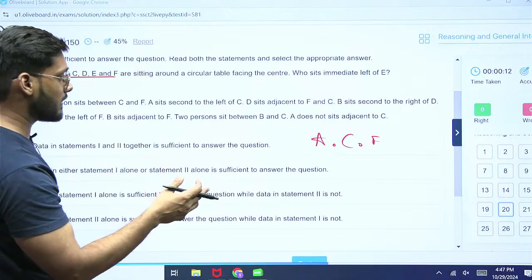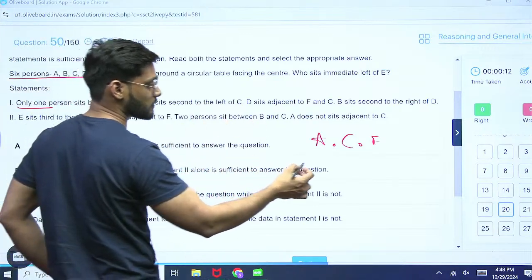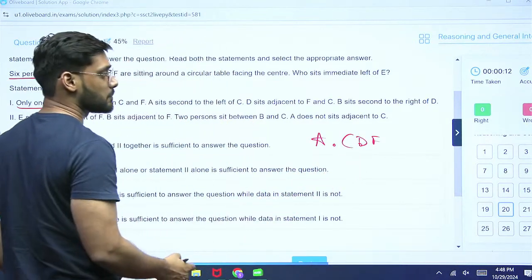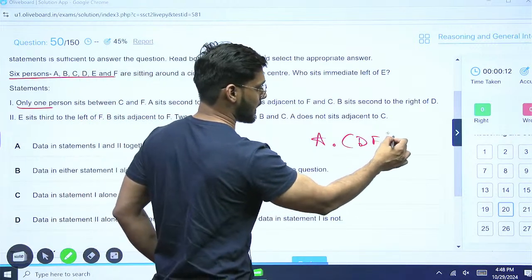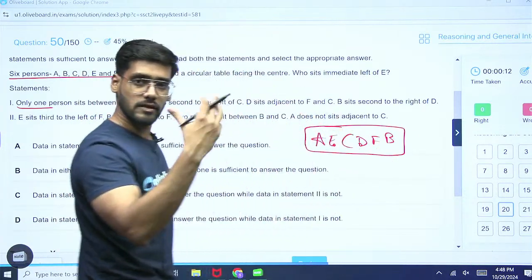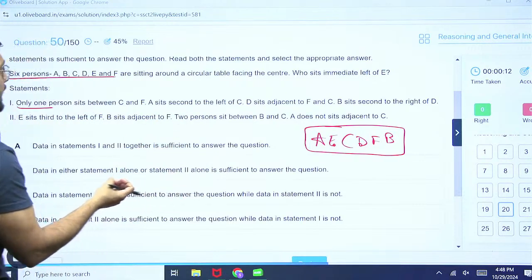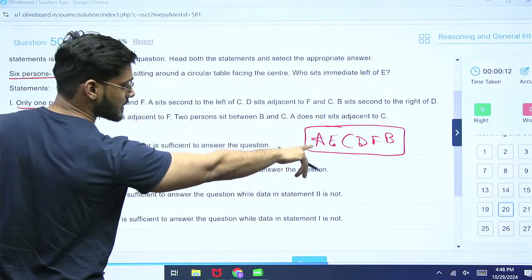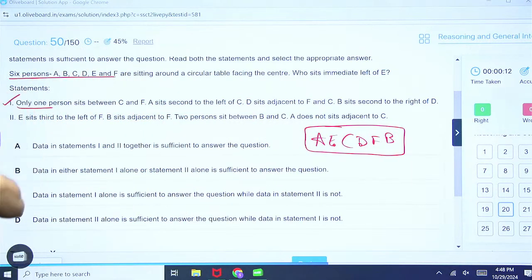D is adjacent to F and C. So D will be over here like this. B sits second right of D. So B will be over here like this, and 1 is remaining like this. So from statement number 1 we can extract all the data, and we can say who sits immediate left of E. Immediate left of E is A. So from statement 1 we can answer.